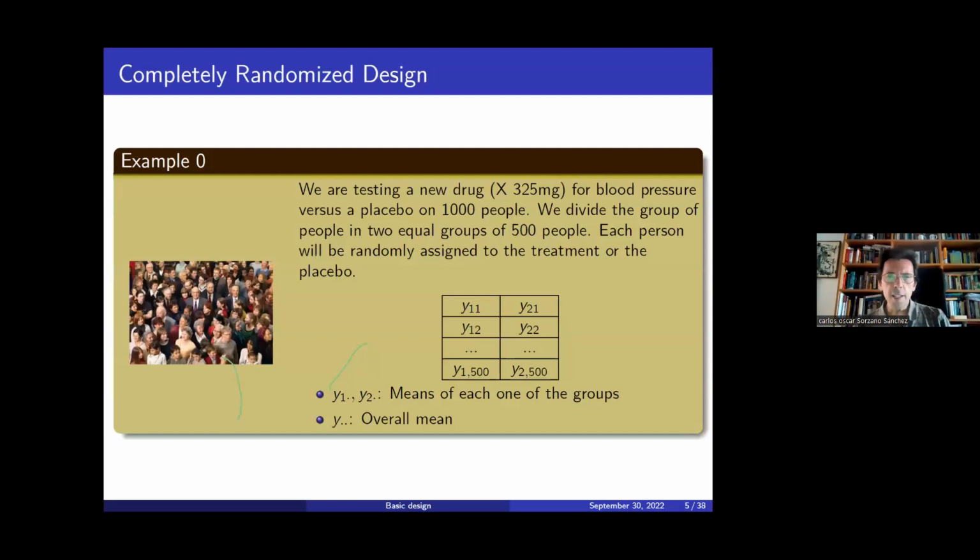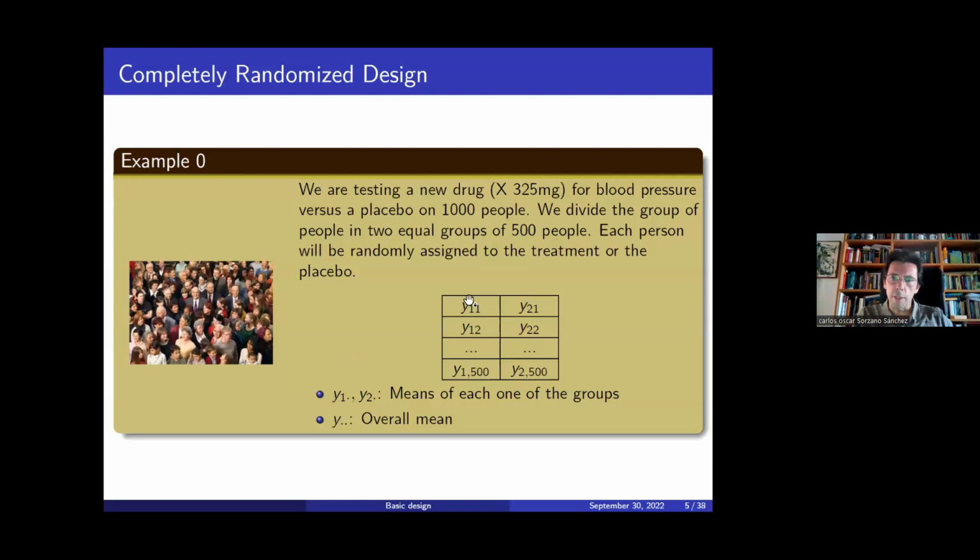So let's say that you're testing a new drug and you have some given dose. I'm putting the example with people rather than with animals, but it is the same. So you want to see if this new drug lowers the blood pressure of these people. So let's say that all of them have high blood pressure, and you will use 1,000. So 500 of them will receive a placebo, the other half will receive the drug. And then for every person, you will have a measurement.